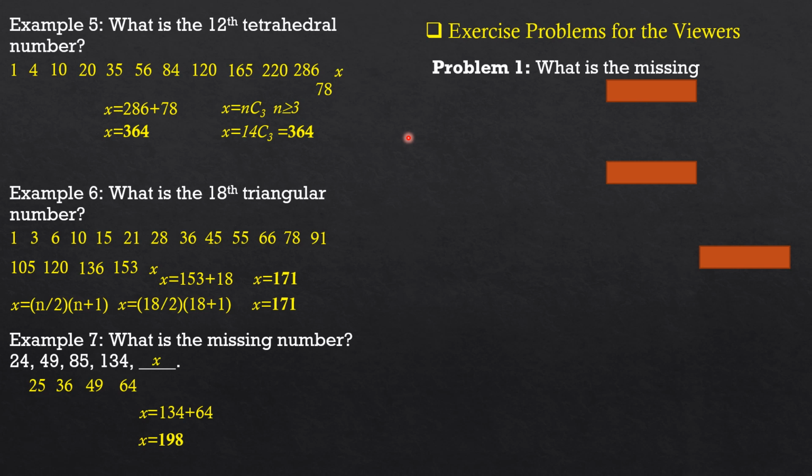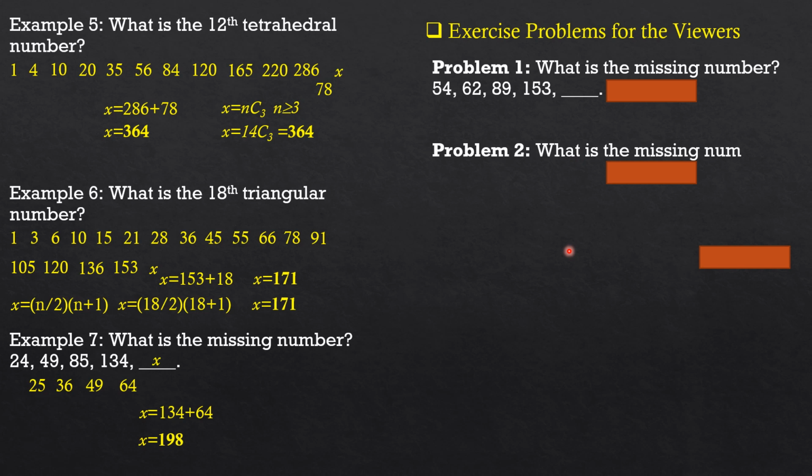So what is the missing number? 62, 89, 153, blank. Pause the video, answer, analyze, then after answering, check the answer later. Do not forward it.